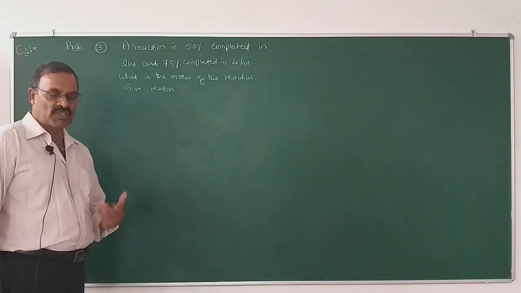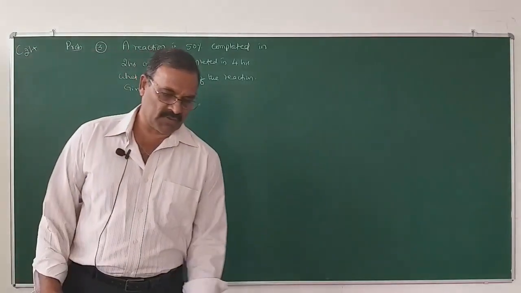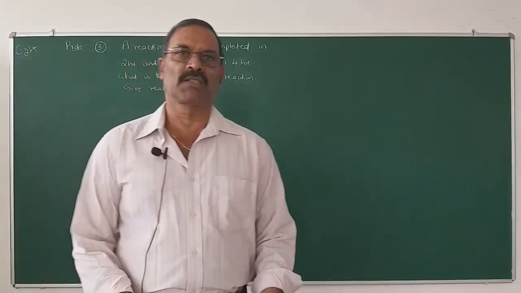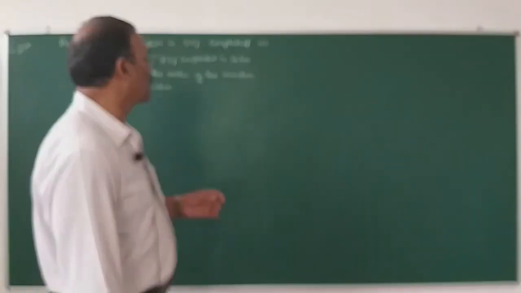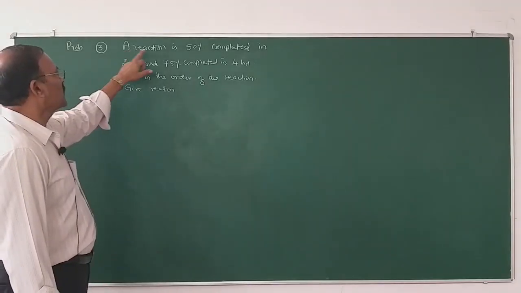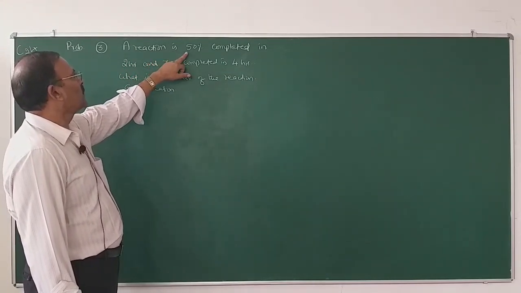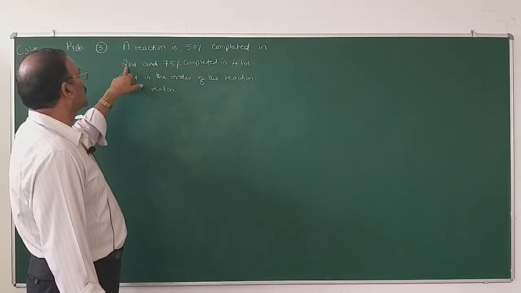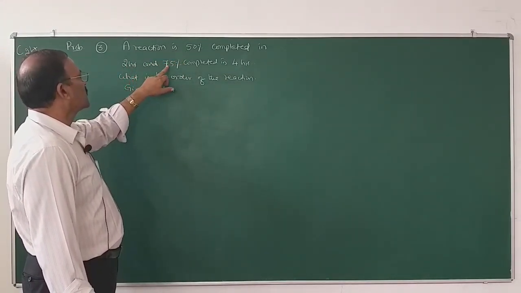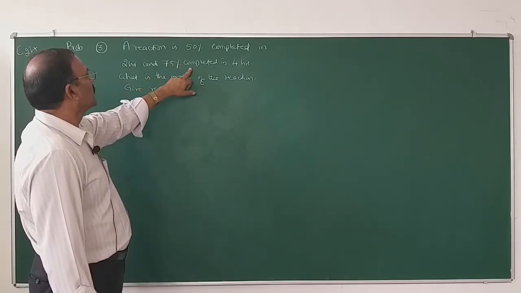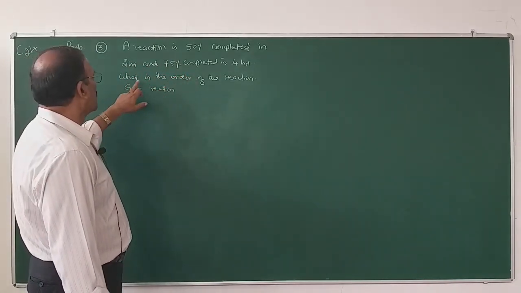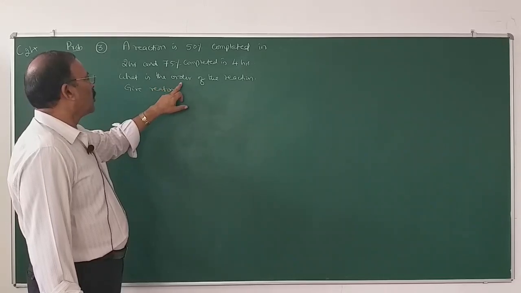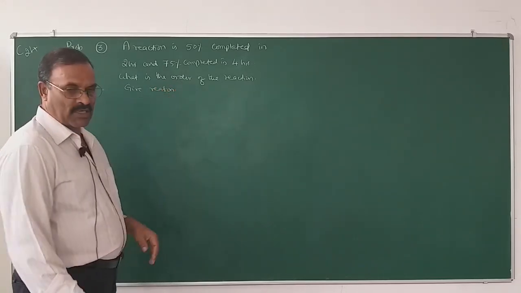So, in continuation of the problems of the chapter chemical kinetics, we will have the third problem. A reaction is 50% completed in 2 hours and 75% completed in 4 hours. What is the order of the reaction and give reason?